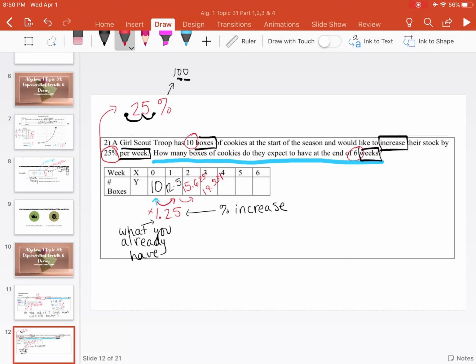Now instead of going and going, let's create our formula here. So we know we have y equals a times b to the x. And here, our y-intercept is our 10. We already identified that from before. And our b is our 1.25, and we're raising it to the x power. Now we specifically want 6, so we're going to plug in 6 for x. So we'll get y equals 10 times 1.25 to the 6th.